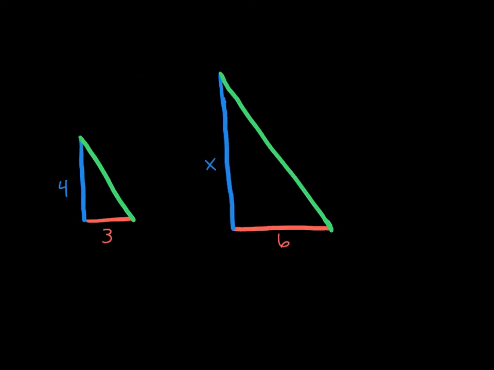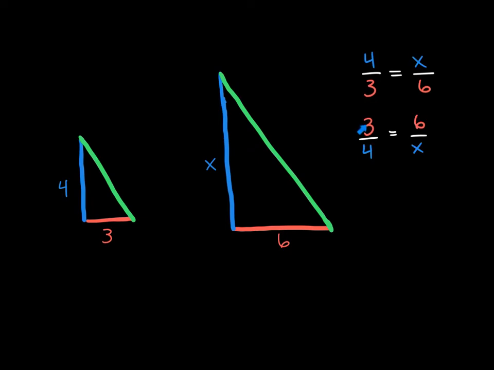Now there are many different ways that you can set up proportions for the same problem. Previously we did 4 over 3 equals x over 6. The reason this works is we are comparing corresponding sides. So I have the medium side compared to the small side of my smaller triangle. Over here I have the medium side compared to the small side of my larger triangle. So my medium side over my small side.